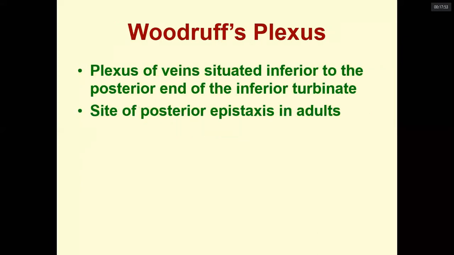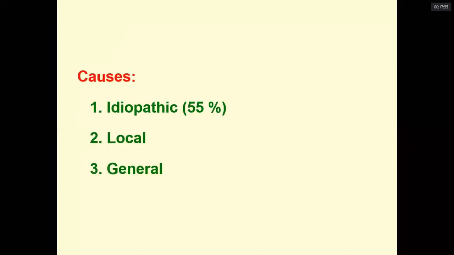Okay. So what are the causes of epistaxis? So idiopathic 55%, there can be local causes and there can be general causes. So this one point is very important. Idiopathic, it means we do not know why it occurs, and we also do not know why it stops. Okay, in the first slide, I mentioned that epistaxis is very common, but only 6% of the patients require admission.